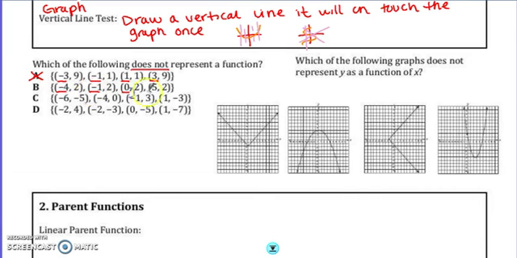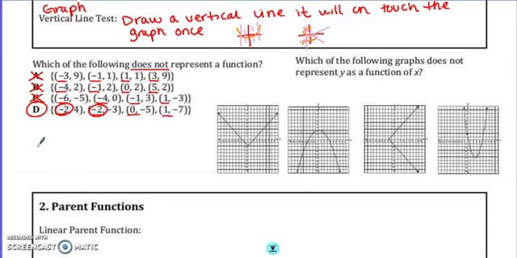-4, -1, 0, and 5. None of those repeat, so that is also a function. -6, -4, -1, and 1. None of those repeat, so that is also a function. -2, -2, 0, and 1. Well, two -2s. That is not a function because they repeat. D is not a function there. Okay, that's the correct answer.